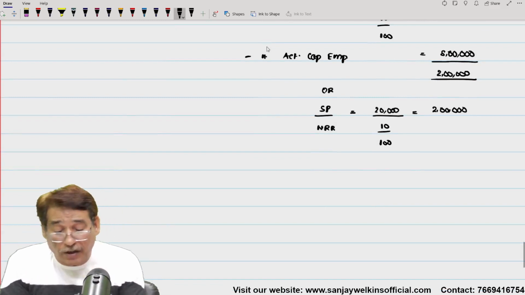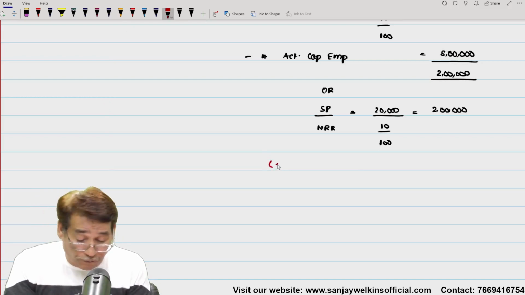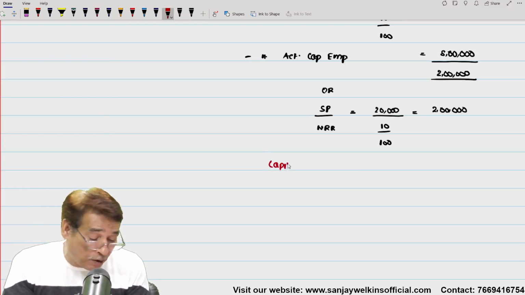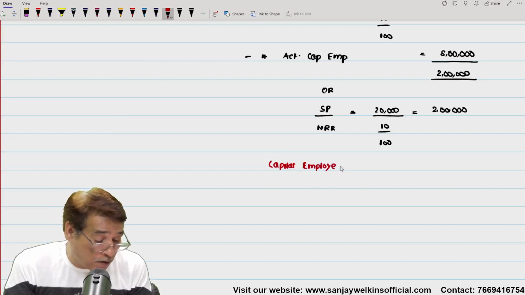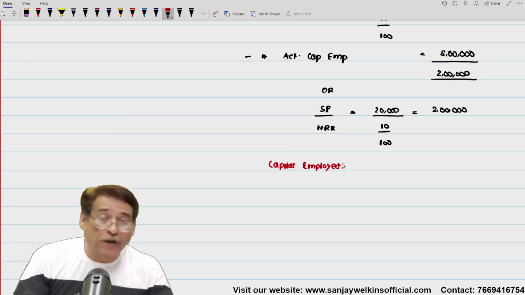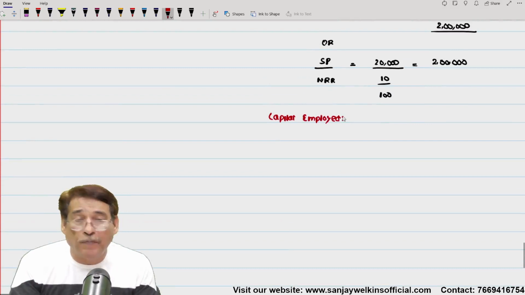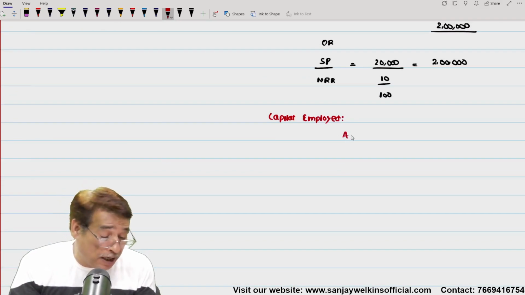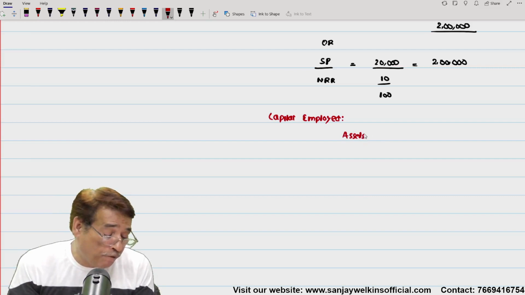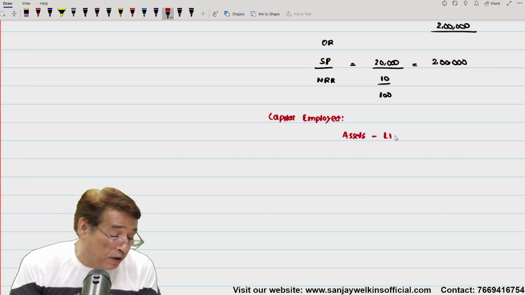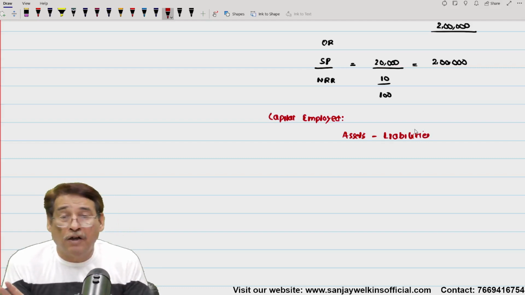Another important point is what we mean by capital employed. So often we are using this word capital employed. In order to compute the capital employed, obviously we will take into account assets, and from there I am going to subtract the liabilities to get the amount of capital employed. Is it clear to you?